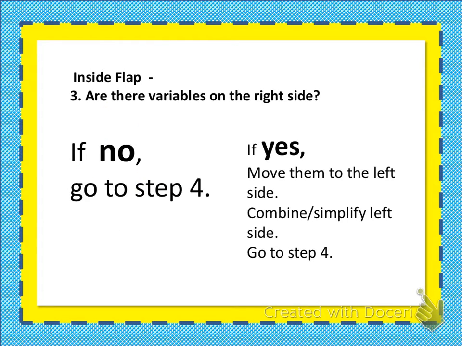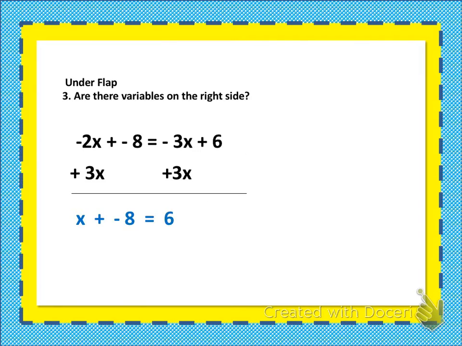Inside flap 3, you should have, if no, go to step 4, but if yes, move them to the left side. Combine, simplify, left side, and then go to step 4. So in step 3, we should be adding 3x to both sides. It didn't matter which way I went. It doesn't matter whether you move it to the left or move it to the right. But here it says, are the variables on the right side? If so, move them to the left, just to keep a consistency. So when we add the 3x, we get x plus a negative 8 equals 6. Now we're down to something a lot simpler looking and something you could understand better.